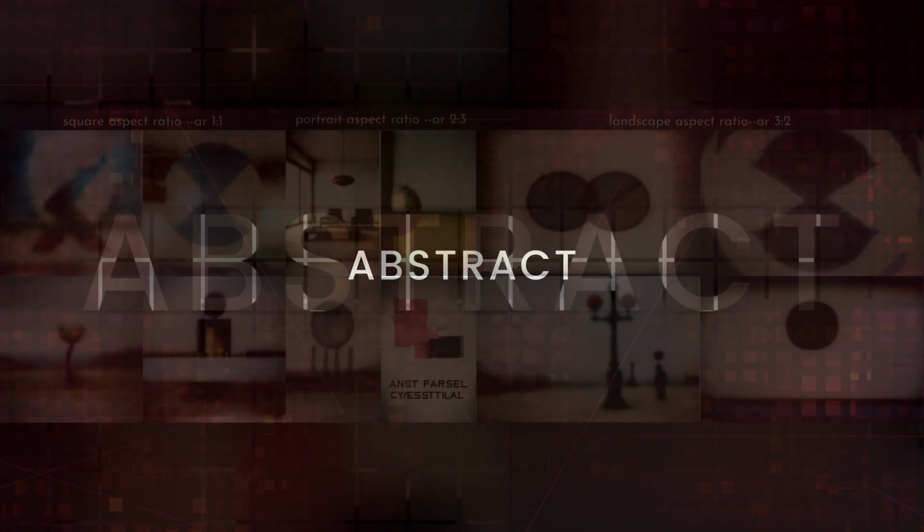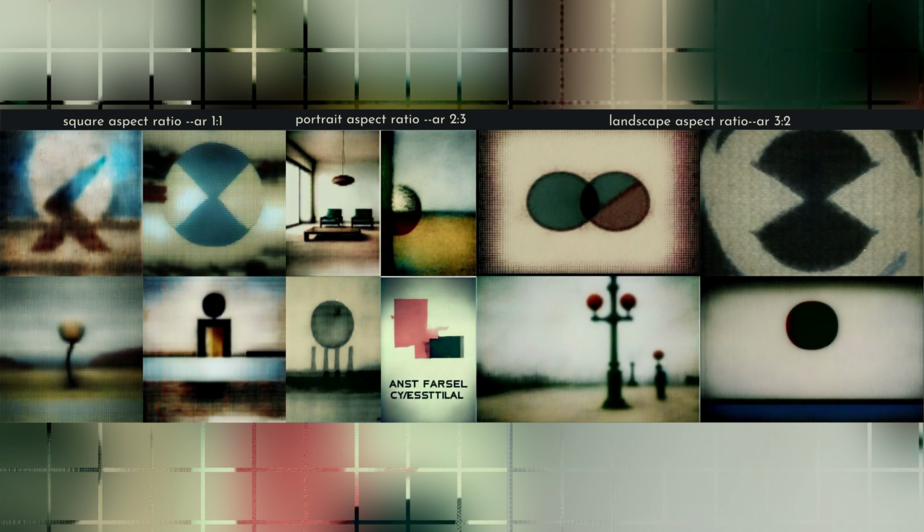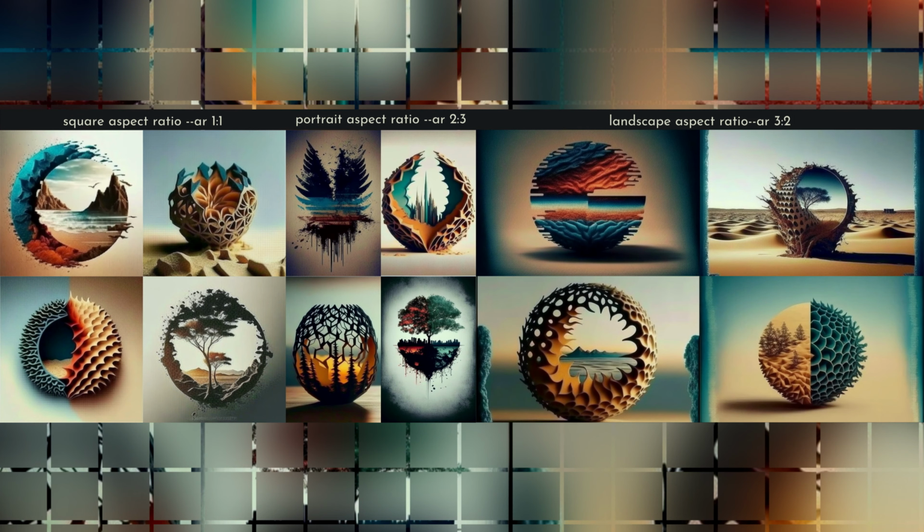Abstract. I don't even know what to say about these. They maybe are abstract. Oddly, the abstract images seem to have a mixture of spheres, landscapes and trees. They look partly abstract, but not so abstract as the other styles do. But I do like these a lot. My favorite ratio is portrait aspect ratio. I may be biased towards the dripping paint style for some reason.